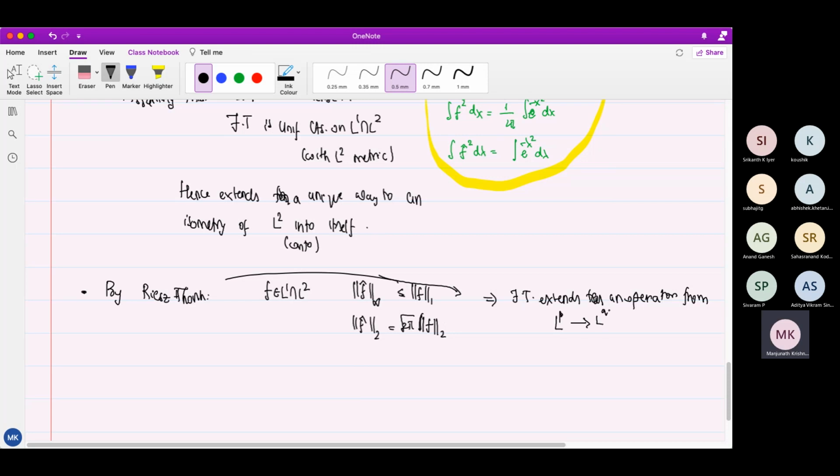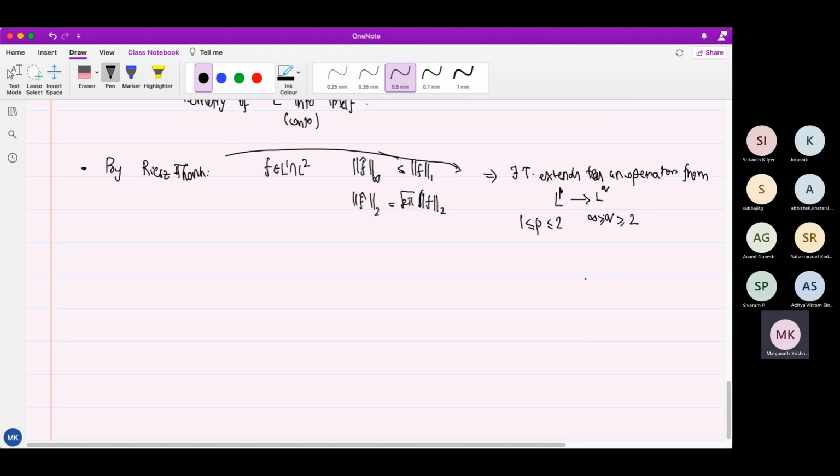from LP to LQ, where 1 is less than P less than 2, or of course including endpoints, and Q is correspondingly going from infinity to 2. When P is 1, Q is infinity. When P is 2, Q is 2. It goes like that. In fact, they are the conjugate exponents, right? 1 by P plus 1 by Q is 1. And the norm of f hat in LQ will be less than or equal to, I think, okay, one has to figure out, Cp times the norm of f in LP for all f in LP.